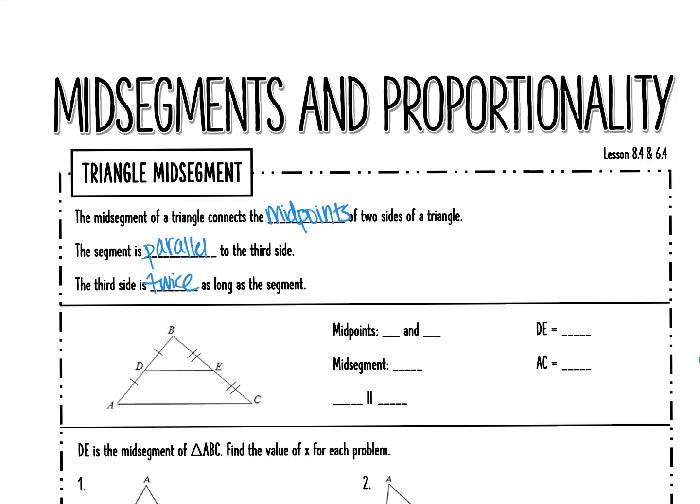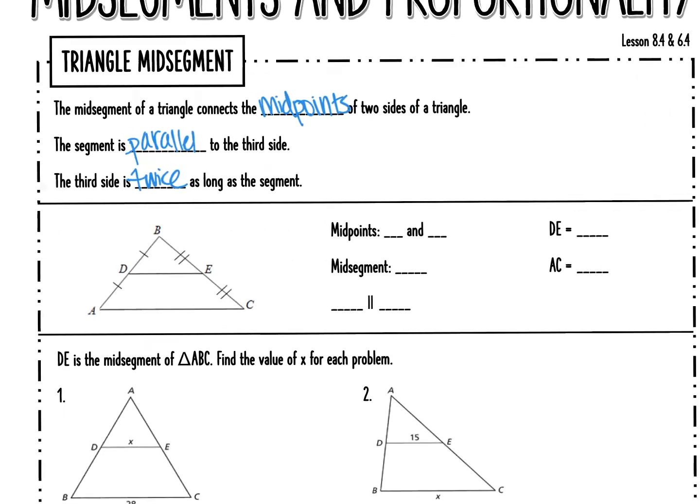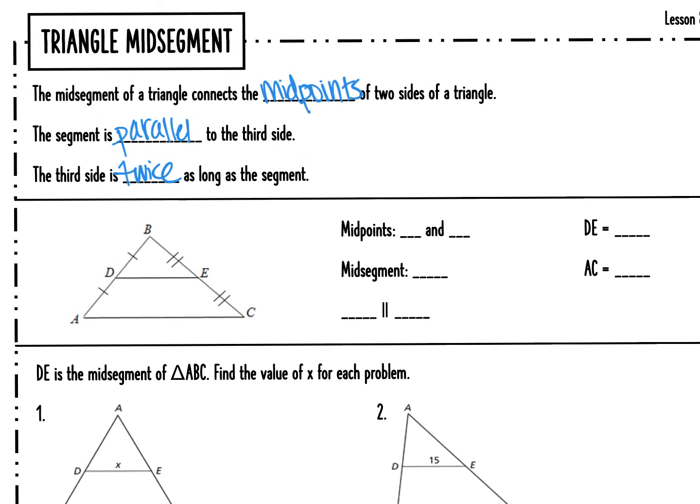So let's go ahead and look at that in the picture right below it and fill in the information to the right side. The first thing it says is the midpoints. So over on the left, we've got those tick marks, one between A and D, and the other one between D and B. So that's telling us that D is a midpoint right here. Same thing on the right side. E is the midpoint of B to C because we have the tick marks. So our midpoints are D and E. Now the midsegment is that line that connects the two midpoints together. So our midsegment for this triangle is DE.